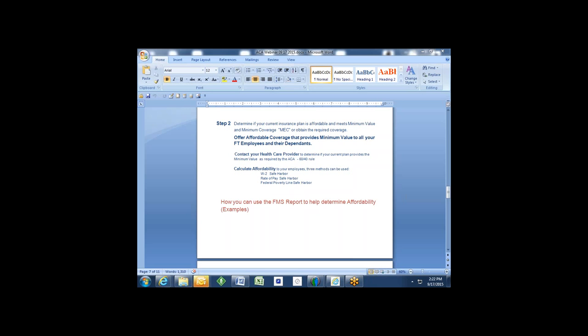And just to give you an overview, basically they're expecting the employers to provide at least the minimum coverage that an employee can get from the health exchange. So that's basically where that's coming from. And then they have come up with formulas and ways that employers can determine if their coverage is affordable. And that's the next thing that we're going to go through.